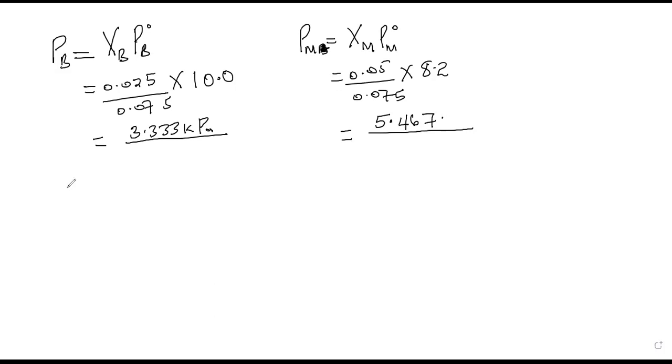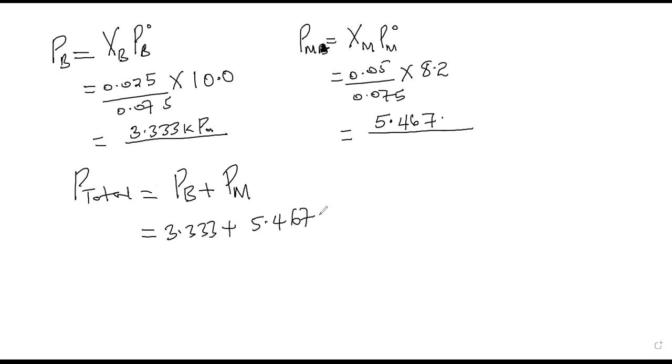But they need us to calculate the vapor pressure of the solution. So we need P total. It's going to be equal to the partial pressure of benzene plus the partial vapor pressure of methylbenzene, which is going to be 3.333 plus 5.467, which is going to give us 8.8 kilopascals. So that is our part A.